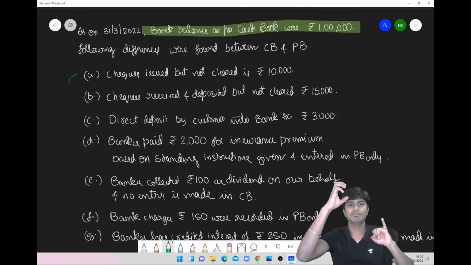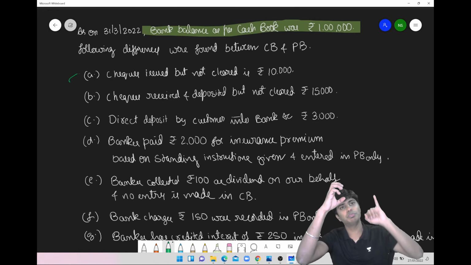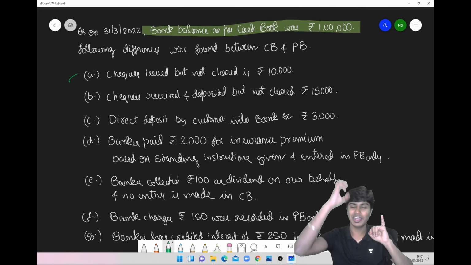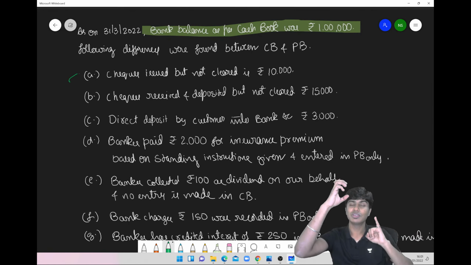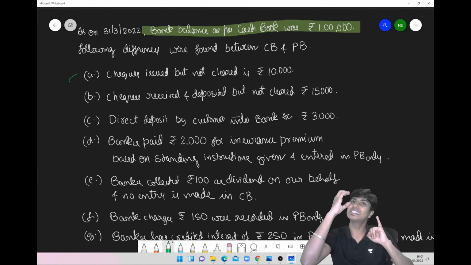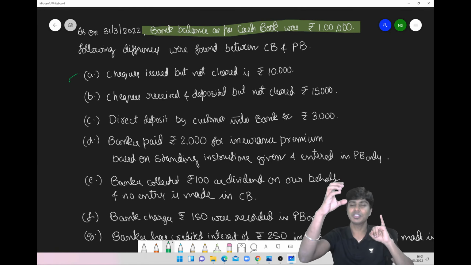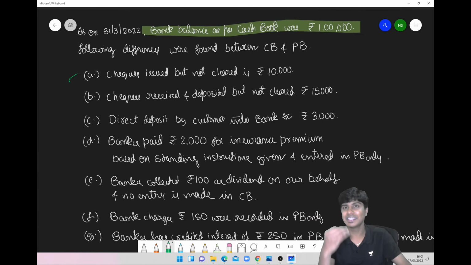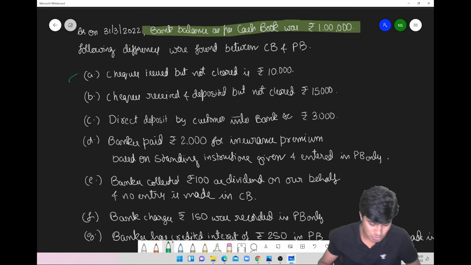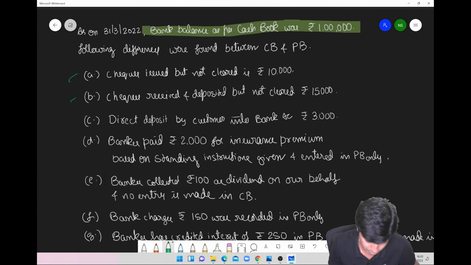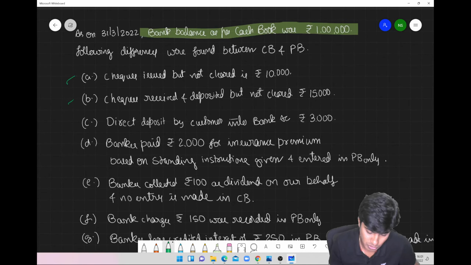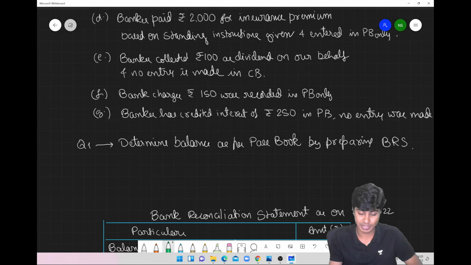Can you see the P? No, you cannot see the P. In order to see the P, either you would have to P up or you would have to C down. What's in your control is C, cash book. That's our starting point. So we would have to deduct. It is a less item, so I will write it as a less item. Checks received and deposited but not cleared, 15,000.